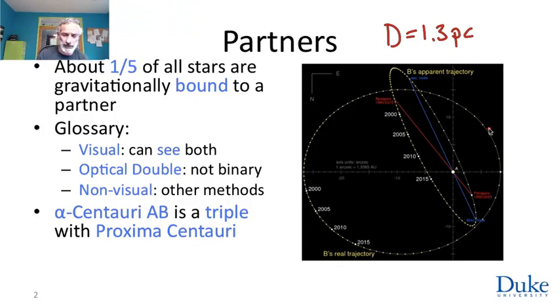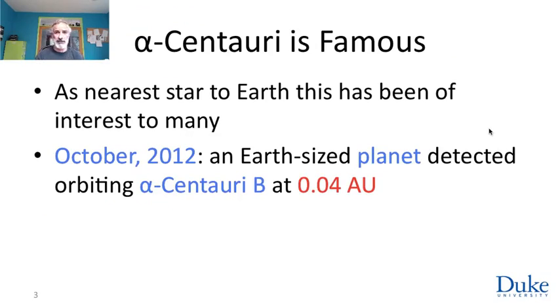Now, before we go ahead and take advantage of this, I should tell you that I didn't pick this system just because it's the nearest to Earth. Of course, as such, it has been of interest to many science fiction writers, but it's also recently been of interest to scientists because in October 2012, an Earth-sized planet was detected orbiting Alpha Centauri B.